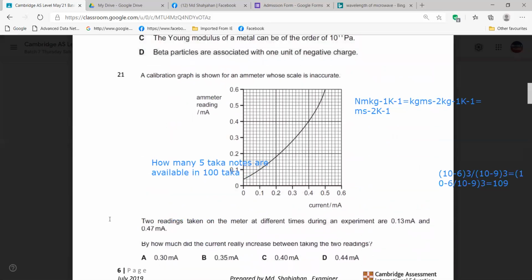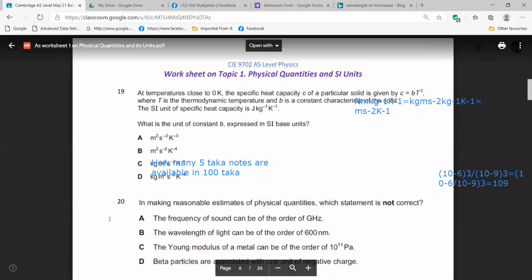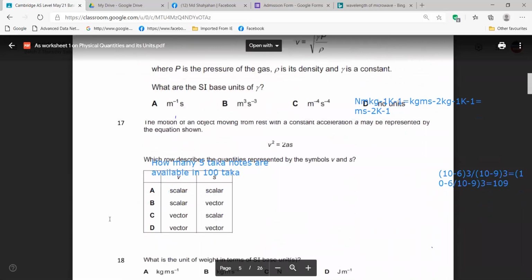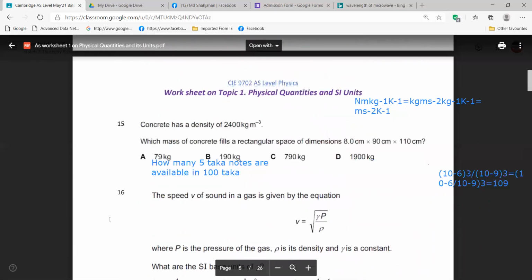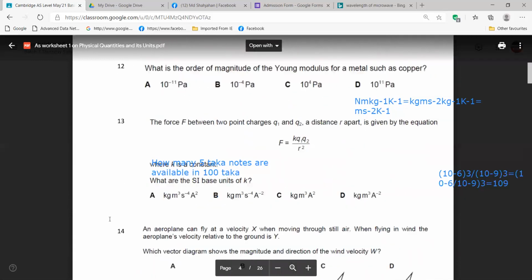It's not like O level. It's a little bit harder, huh? A levels. So you have to have lots of patience. Anyway, I will discuss. No problem.